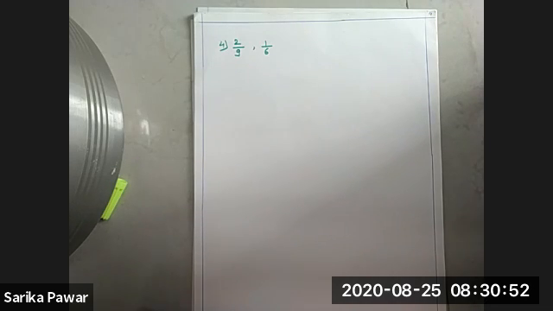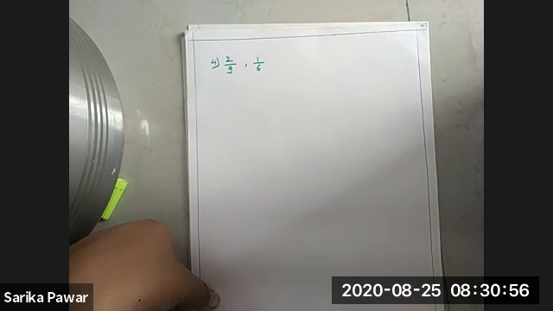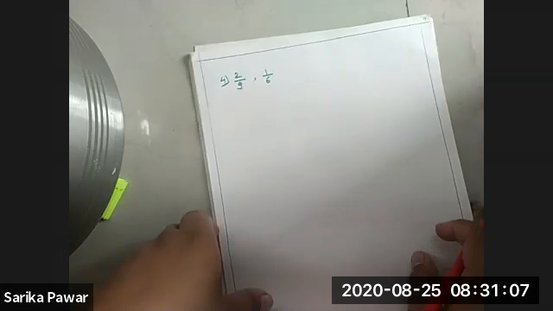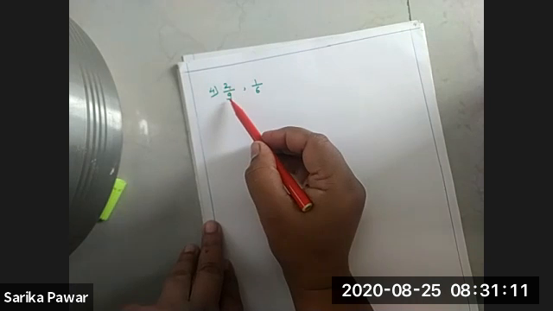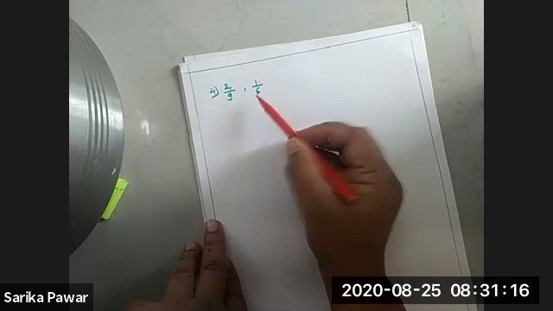See the next problem. Problem number 4. 2 upon 9 and 1 upon 6. Now what to do? First of all, we must find a common multiple of number 9 and 6. Here the numerator is 2, denominator is 9. Numerator is 1, denominator is 6.